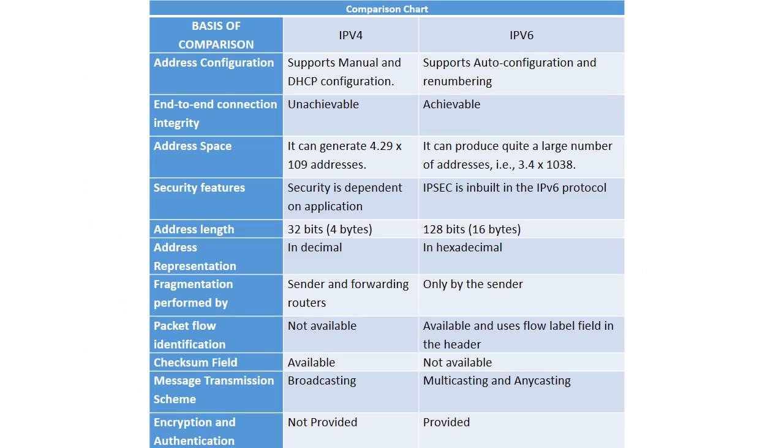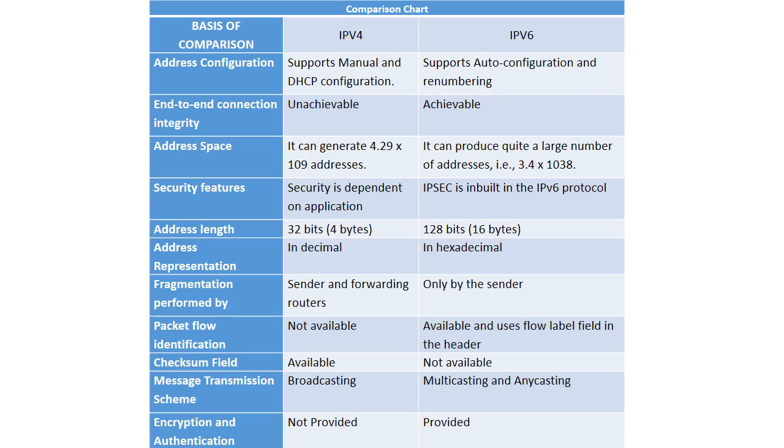So we have discussed what is meant by IPv4 and IPv6. Let's have a look at the comparison of IPv4 and IPv6. I have illustrated some major points which will be useful from the exam point of view. The main point to remember is the address length: 32-bit in the case of IPv4 and 128-bit in the case of IPv6. The representation is decimal in IPv4 and hexadecimal in IPv6.